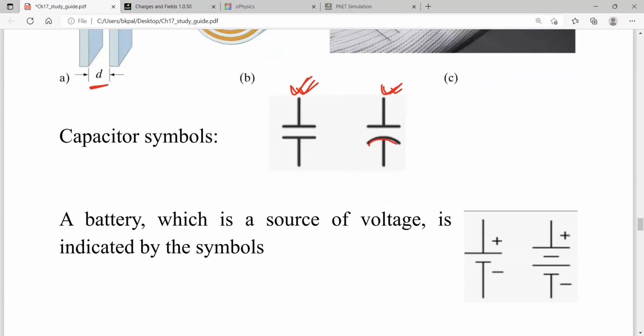So in the next chapter we are going to learn more about battery, and for battery we use again two parallel lines, but one is bigger than the other. Bigger means high potential, smaller means low potential. For a capacitor they are equal. Again they are parallel but they are equal. For a battery they are unequal. The bigger one is for high potential or the positive terminal, the lower one is for the negative terminal or low potential.